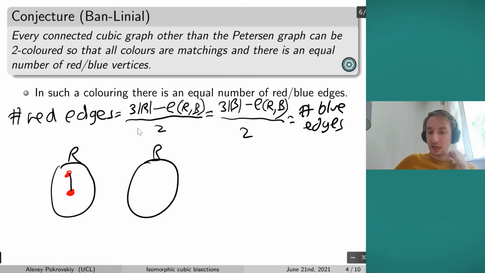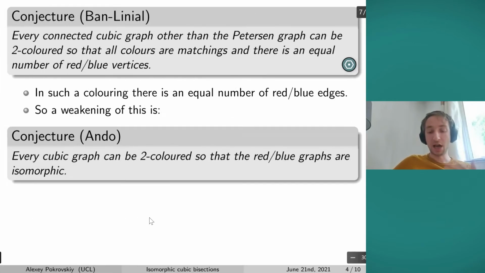So from this, we get that if you have a graph which satisfies this conjecture, then the red matching has to look the same as the blue matching, and it has the same number of edges. In other words, we get isomorphic matchings in each color. And a weakening of this is to just ask whether you can partition the graph, color the vertices using red and blue, such that the subgraphs you have in R and B are isomorphic. This is something that Ando conjectured. So basically it's a weakening of this conjecture where you don't ask for the color classes to be matchings, but instead just ask them to be isomorphic.